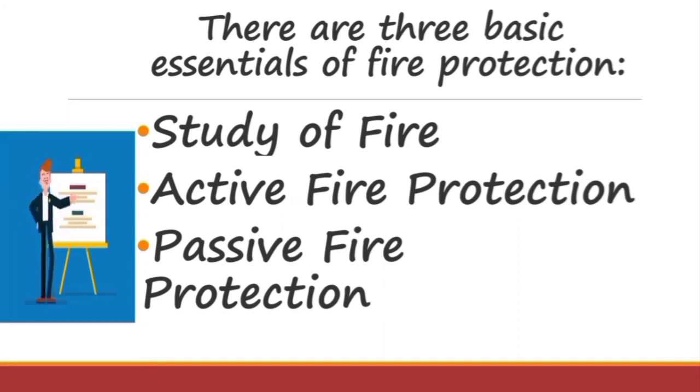Now, another example, when the water sprinkler automatically activates when it detects smoke, that is an example of active fire protection. That is the function of the motion that activates the water sprinkler. So that is active fire protection. Let us move on to the fire classification.